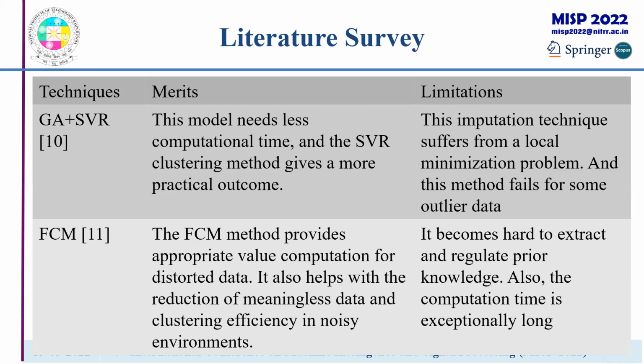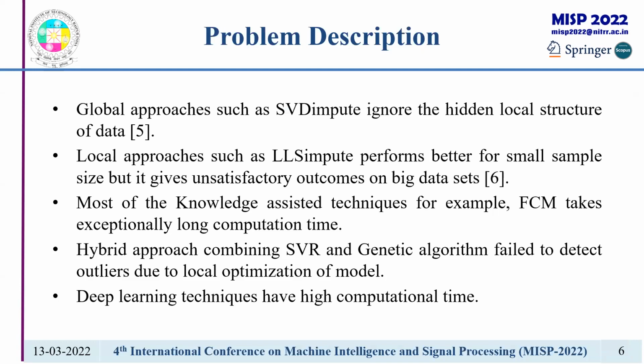given data set values. The Fuzzy C-means method provides appropriate value computation for distorted data, and it also helps with the reduction of meaningless data and clustering efficiency in noisy environments. But the limitation is that it becomes hard to extract and regulate prior knowledge. It also takes too much computational time.